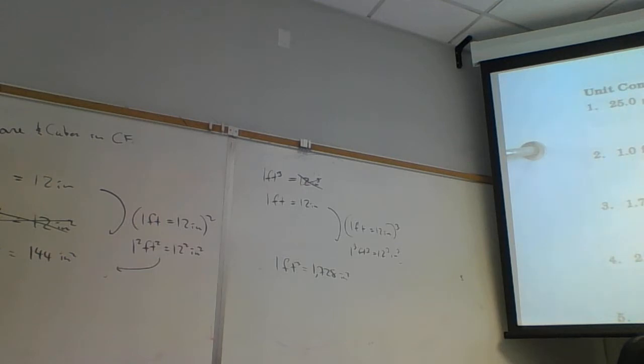92,903.04 square millimeters. How many sig figs am I allowed? 2 sig figs. This is exact. So I'm allowed 2 sig figs: 93,000 square millimeters, or 93 times 10 to the third.